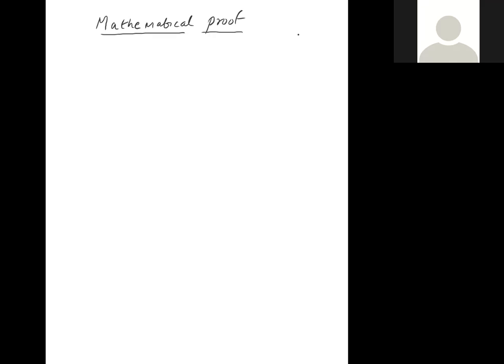So we are now going to deal with the mathematical proof, correct? So mathematical proof. So what is basically a proof?